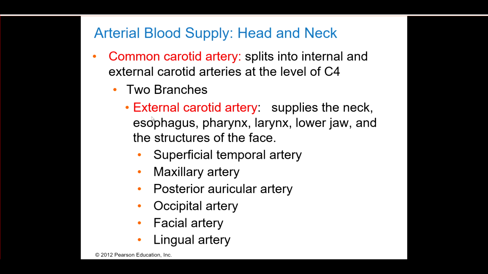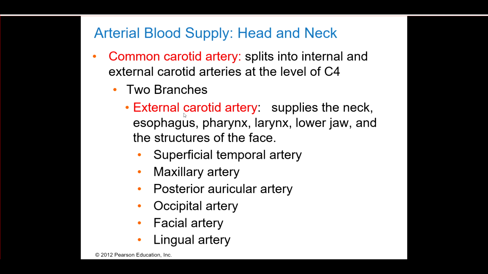All right, so once this splits, this is going to pretty much stay on the outside, kind of supplying the neck, the structures inside the neck, like the esophagus, the pharynx, which is the throat, the larynx, which is the voice box. It's going to go to the lower jaw and the structures of the face, right? It's kind of doing everything but the brain.